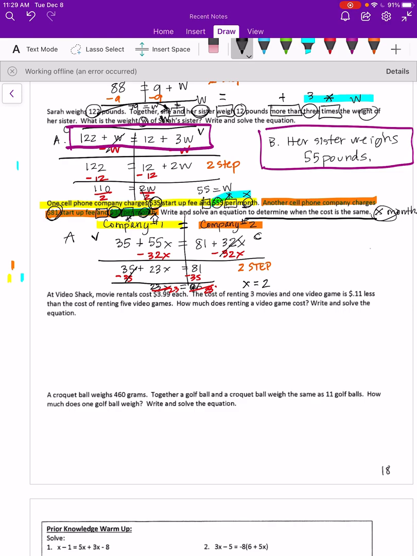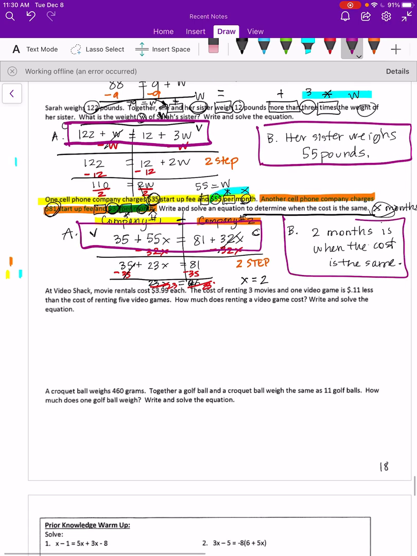This was part A. So part B, 2 months is when the cost is the same. Okay, so once again, equation and answer.